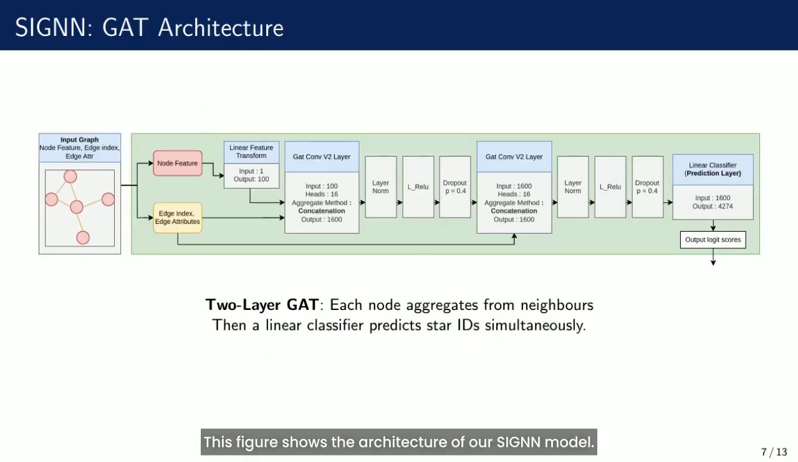This figure shows the architecture of our SIGNN model. Node features go through a linear transform before being used with the connectivity and edge attributes in the first GATConv layer. The output of this first layer now contains information for a target node and its direct one-hop neighborhood.